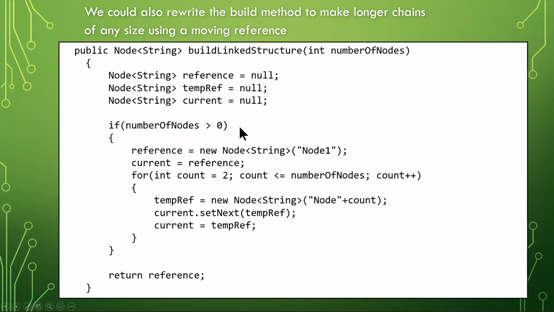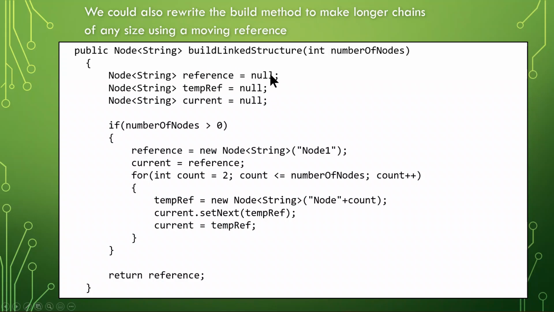So as long as they're given a number that's greater than 0, it'll go through making the first node, so node 1. And right now what you'll see is we have temp_ref and current_ref to use as temporary variables to do our work. Temp_ref will be used to make the new node we want to add to the list, and current will always hold the current spot we want to add at the end of the chain, and reference will always hold the chain to the start of it.